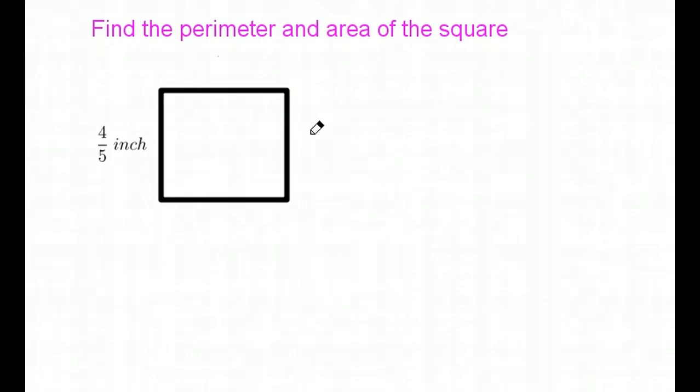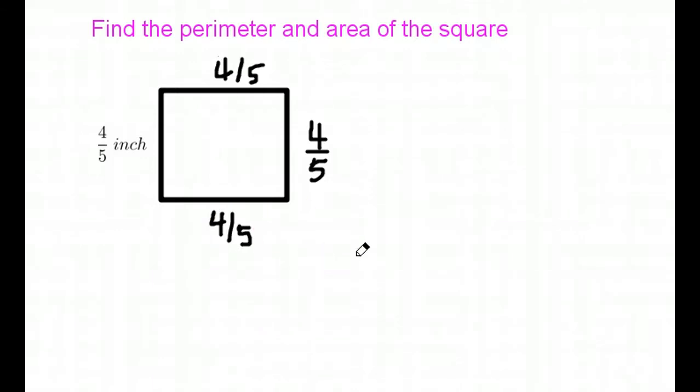Now for this square we are given only one side, but by virtue of its being a square, we know that all sides are equal. Now this side is 4 over 5, and that side is 4 over 5. All sides are 4 over 5. So based on that, we are going to determine the perimeter and area of the square.